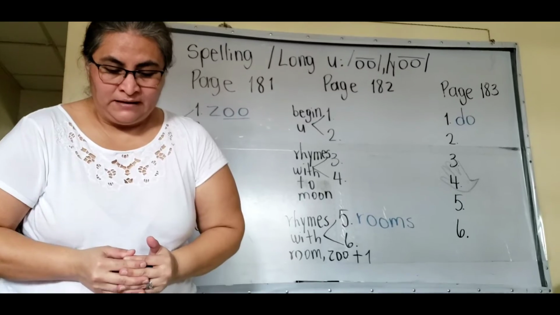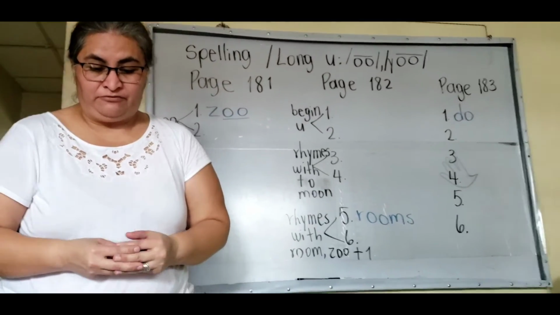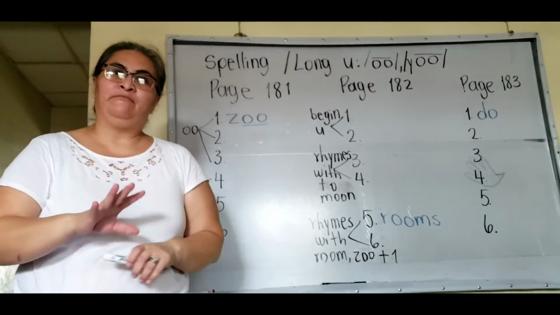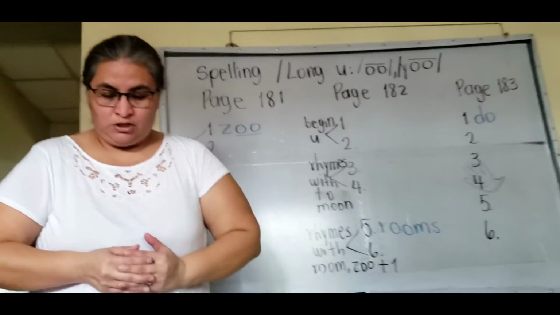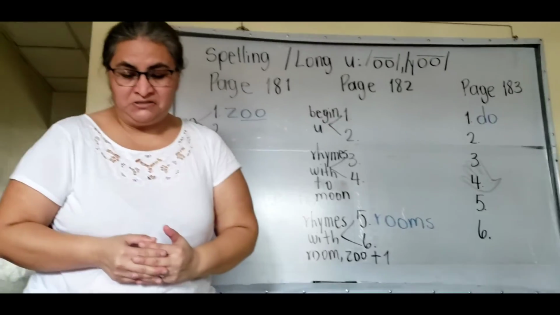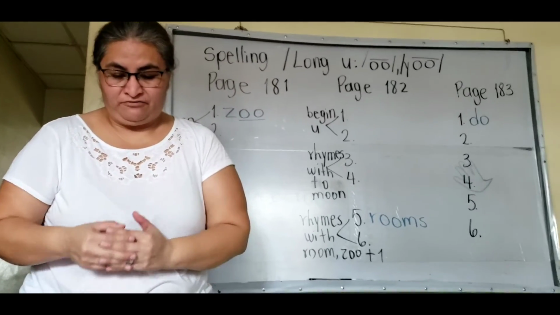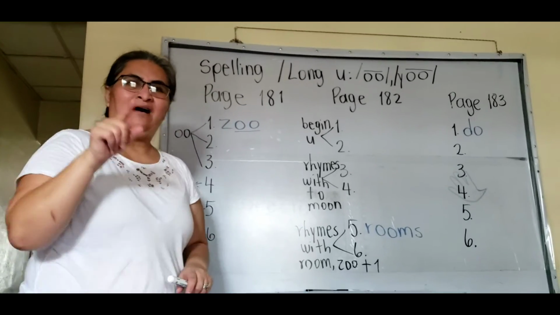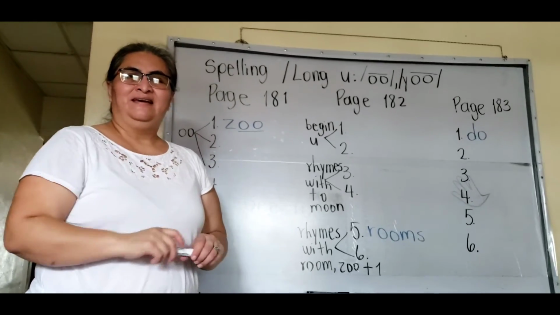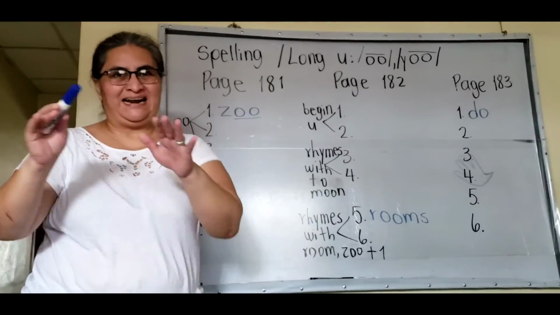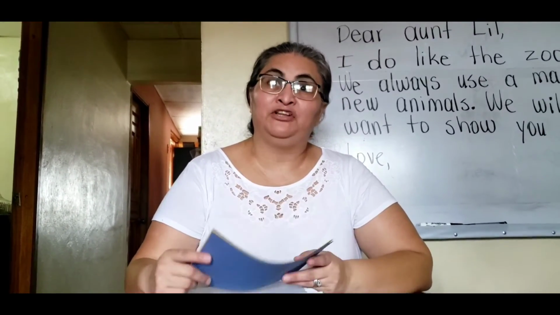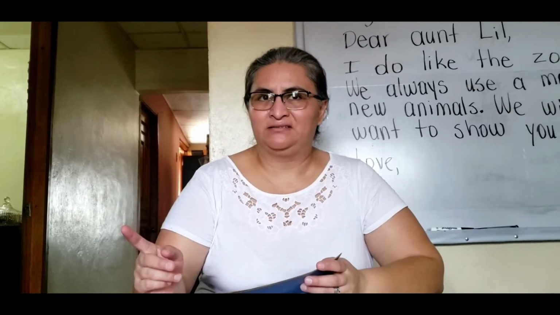Number 5. Can you help me find a tape? I am referring to you. That is the word that you are going to use. Number 6. Our zoo will be finished soon. And the word is soon. Now it's your turn to write the words and find the other words that I didn't say. Go to work.